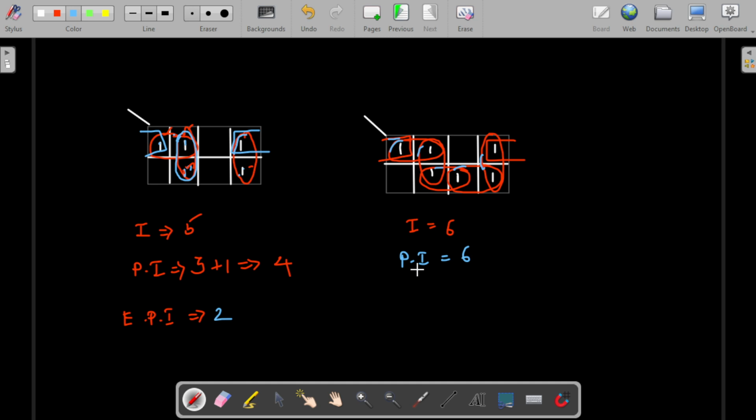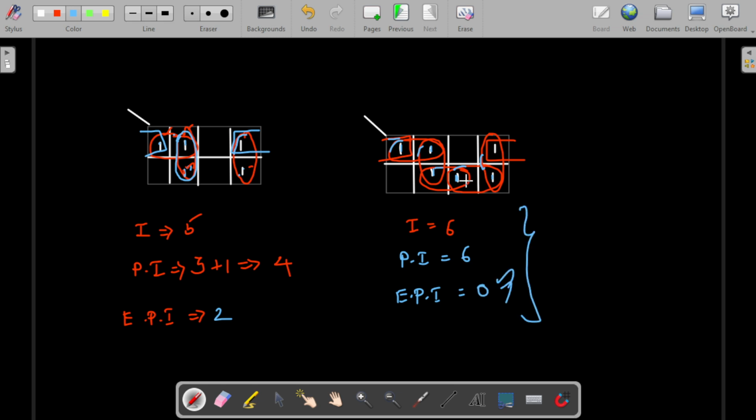If we see what the essential prime implicants are, here is an interesting fact that we want to take care of. Let us go by each minterm. This minterm can be covered by 2, this minterm can also be covered by 2, this one is also covered by 2. Everything is covered twice. So there is no essential prime implicant.